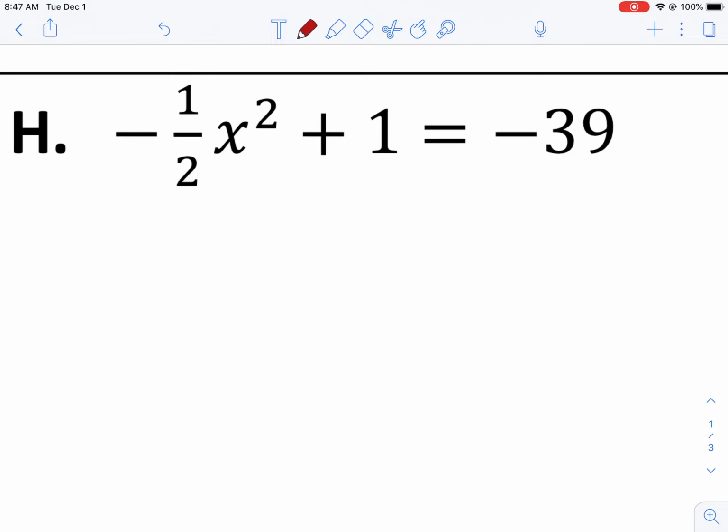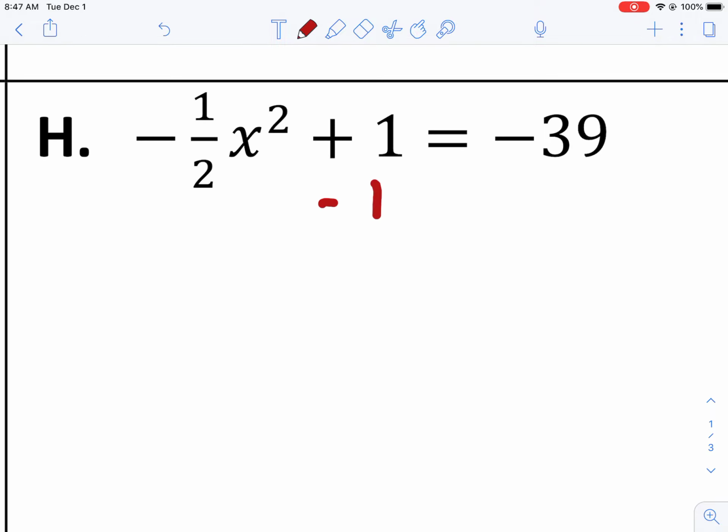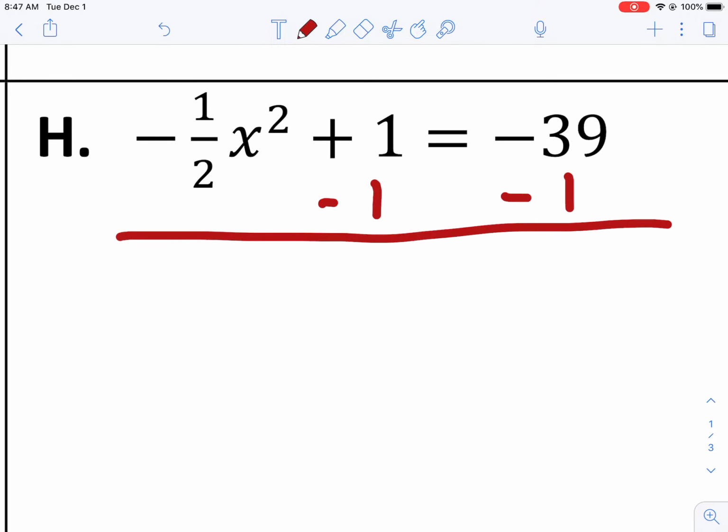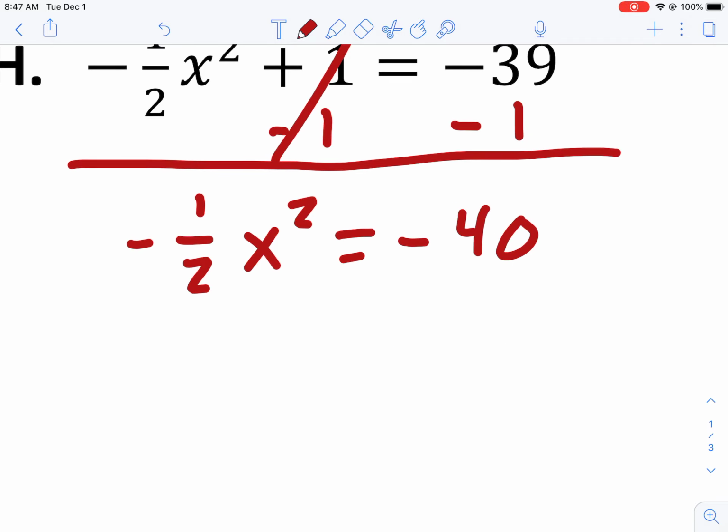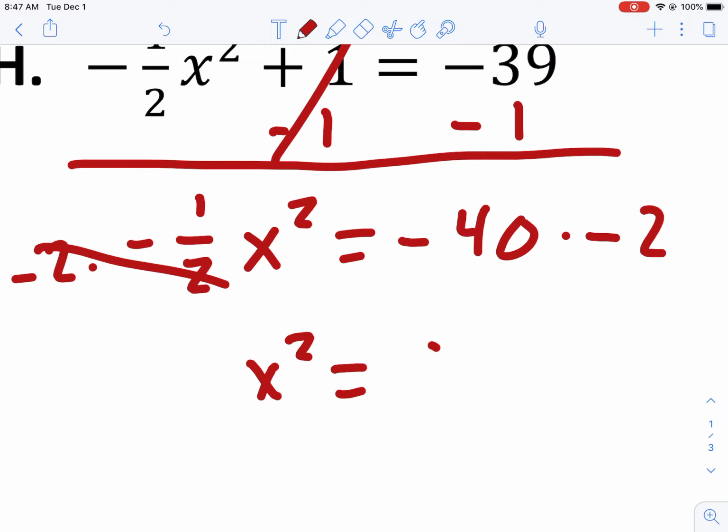Fractions. Do fractions make it any harder? No, it doesn't, because you guys know how to solve fractions. Subtract by 1 on both sides. We get negative 1/2 x squared equals negative 40. Now, you know how to get rid of this. You multiply by the reciprocal, right? So multiply by negative 2. That cancels these out. So we get x squared equals 80.